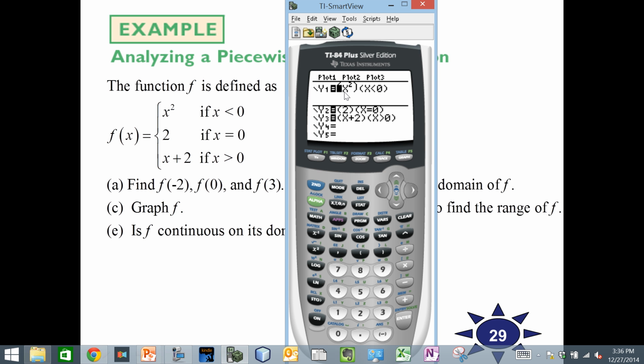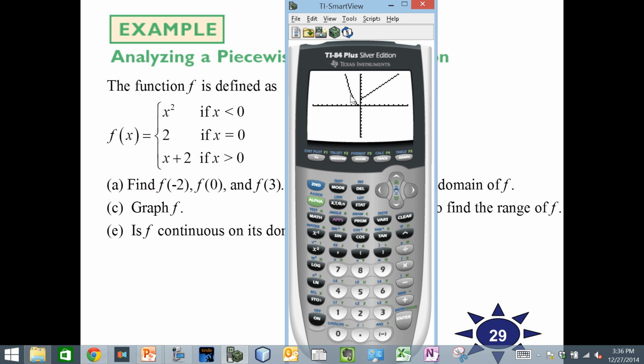So we want to graph x squared as long as x is less than 0, and that's what it says here as well. So this is a piecewise function because we're graphing in pieces, 3 different pieces here. When x is 0, I want y to be 2, and when x is greater than 0, I want it to be x plus 2. So let's go ahead and graph this, see what it looks like, and it graphs just like this.